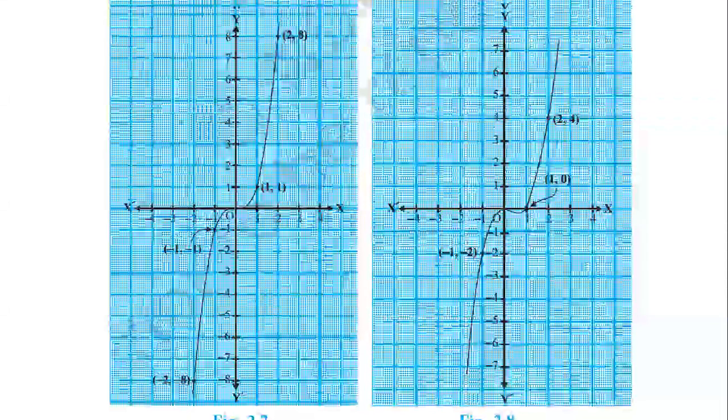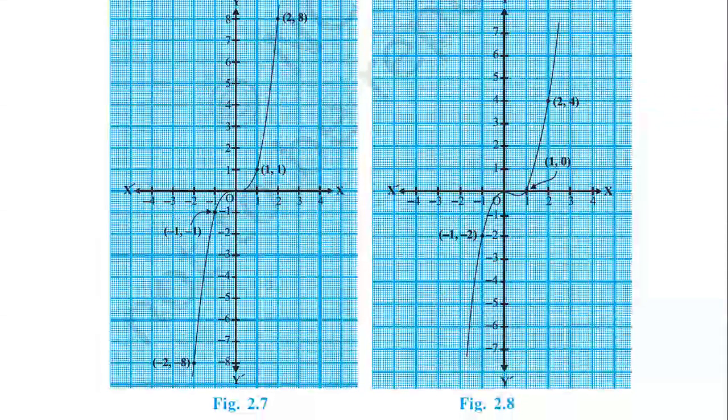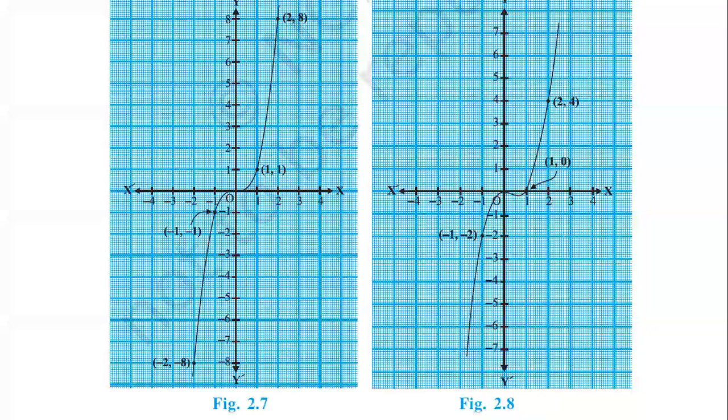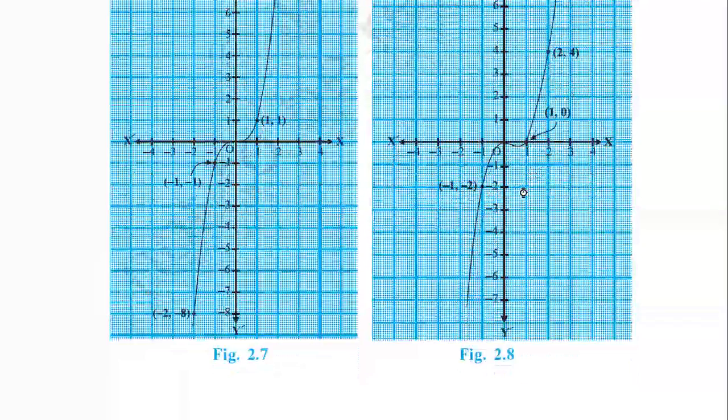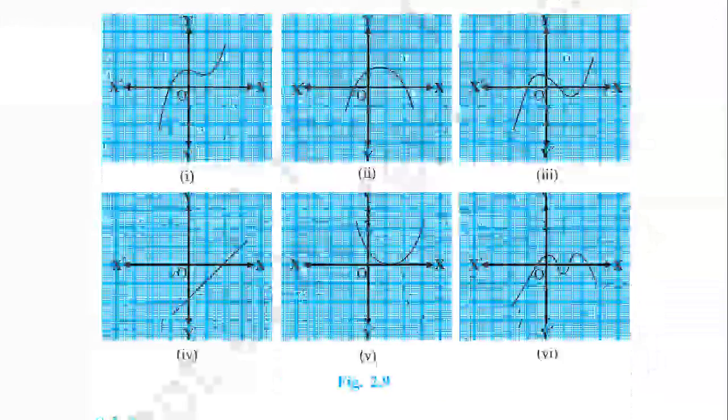Now here in the first graph, figure 2.7, how many zeros will you get? And in 2.8, you will get two zeros. Because in figure 2.7, this is one intersecting point, so 1 zero, and this is another one, so you will get two zeros. This is so easy.